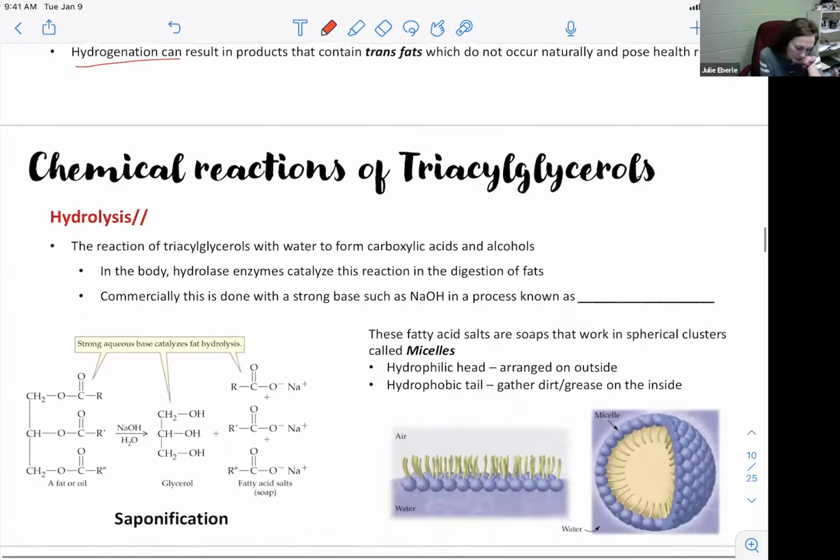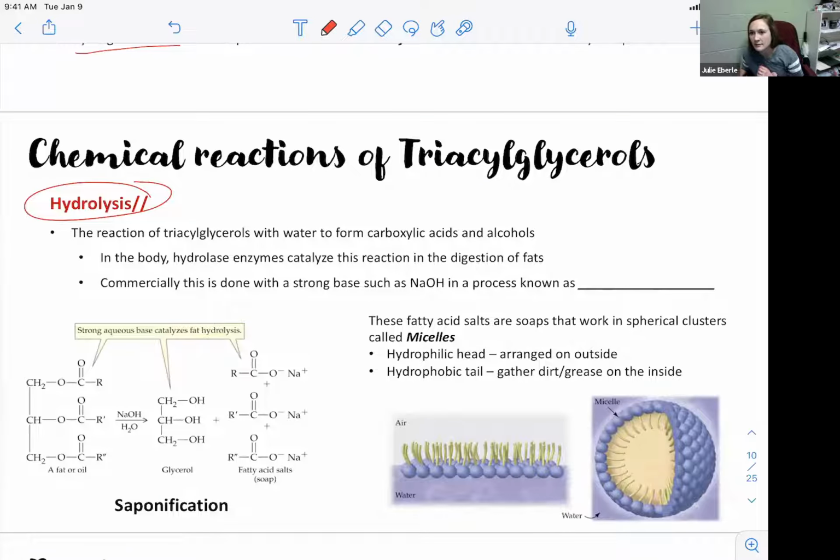Okay. Hydrolysis. Y'all should be super familiar with the word hydrolysis by now. But don't read the slide. Somebody tell me, what is hydrolysis? What does hydrolysis do? For any molecule, not just fats. It's the use of water to do what? What are we doing in hydrolysis? We're breaking apart molecules. Okay, we're using water to break apart molecules.